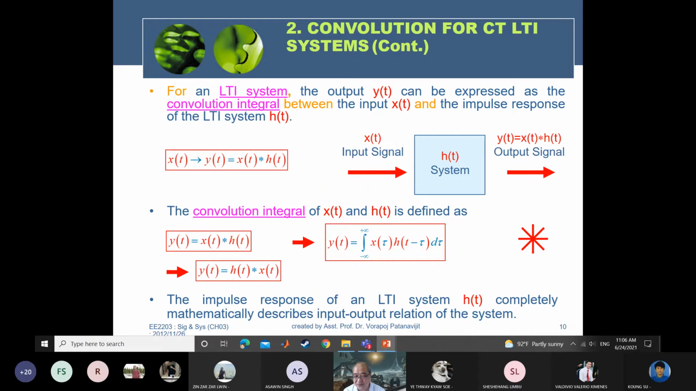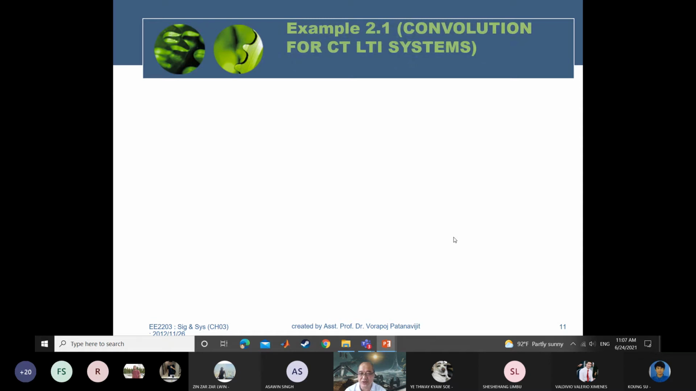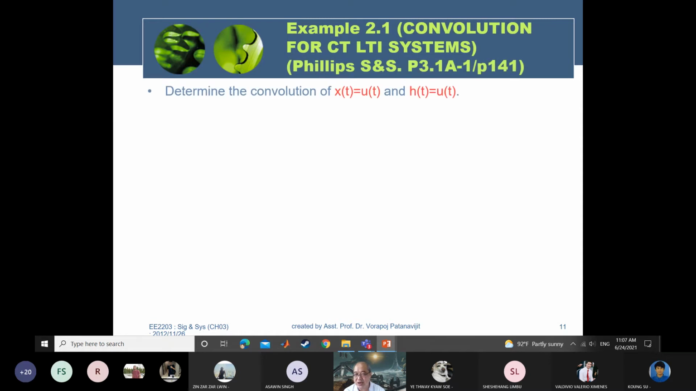The impulse response of the LTI system, h(t), completely and mathematically describes the input and output relationship. For the LTI system, if you know h(t), the impulse response of the system, you know everything about it, and you can find the output very easily. The output equals the convolution of the input and the system. How to determine the convolution? I will show you in detailed steps, and it is already shown in the book.